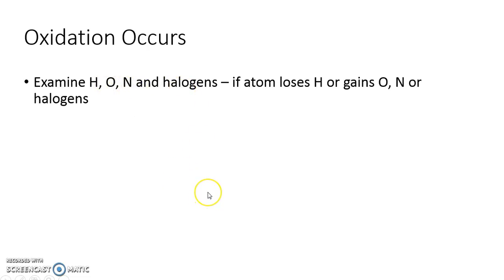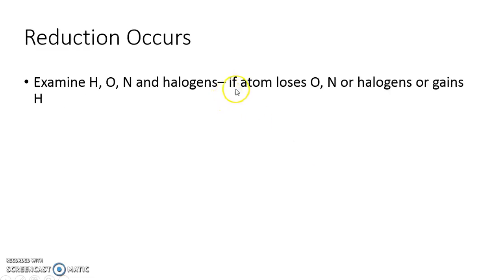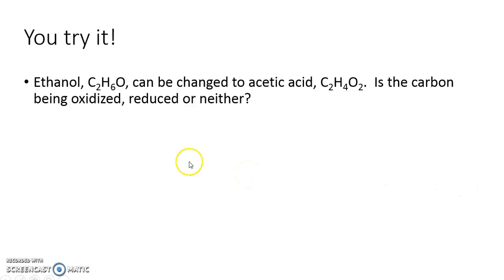So to summarize this, we look at our hydrogens and the heteroatoms, more electronegative than carbon, attached to the carbon. If the carbon loses a hydrogen or gains oxygen, nitrogen, or a halogen, that carbon was oxidized. However, if the atom loses a heteroatom more electronegative than carbon or gains a hydrogen, well, then you have reduction occurring to that carbon. You go ahead and try it.